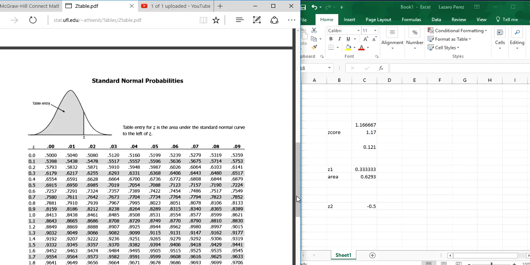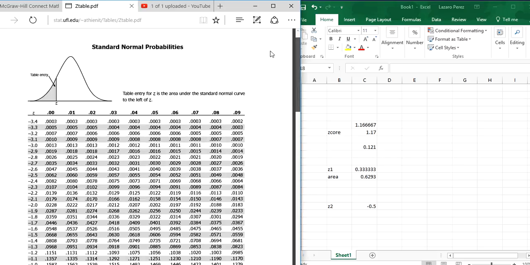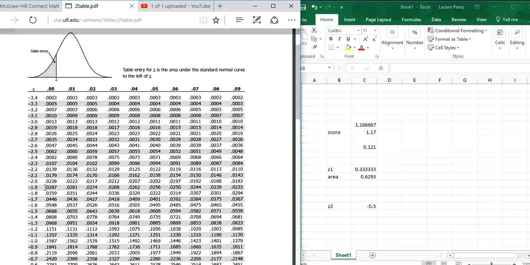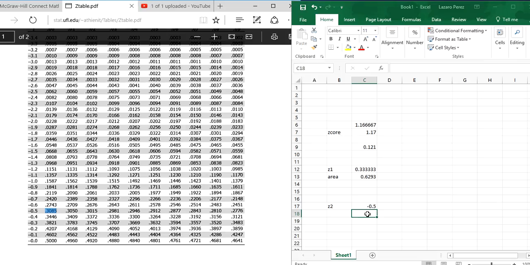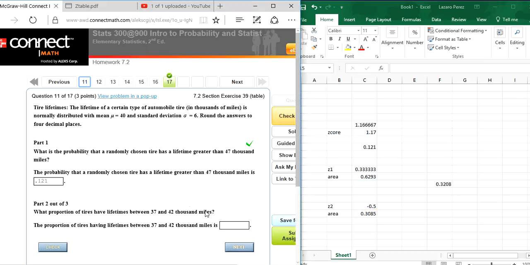I'm going to scroll up. All right, negative 0.50. It's going to be 0.3085. This is the area. All right, so let's go ahead and just subtract these two. And it'll give us the area between. So just do the higher one minus the lower value. All right, and we have our area. 0.3208.